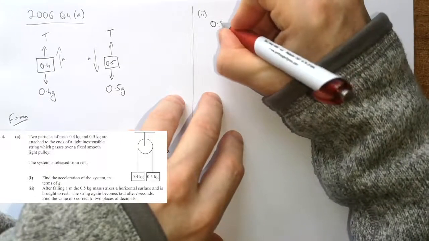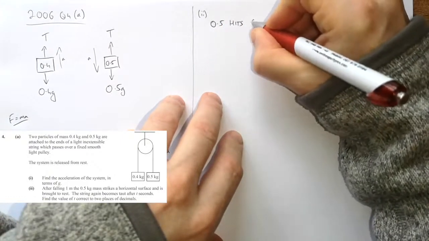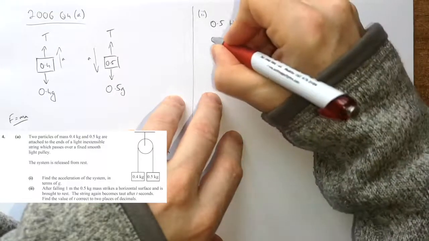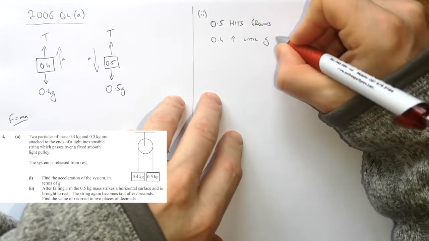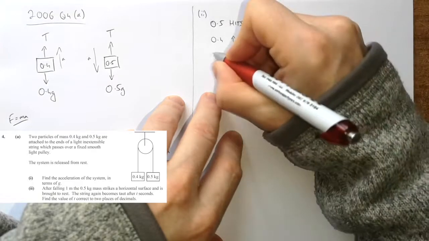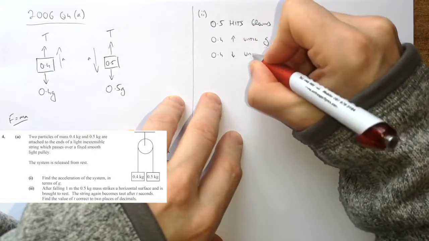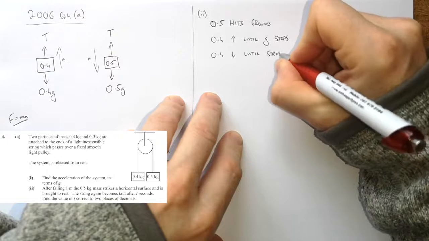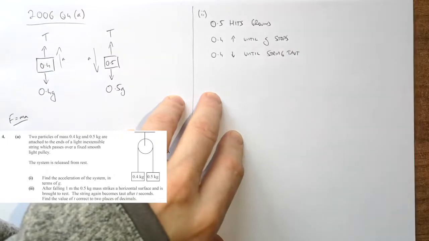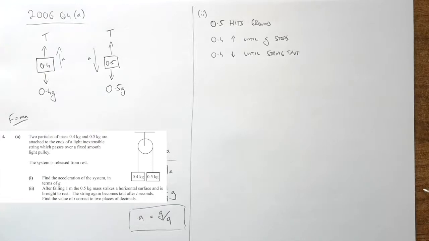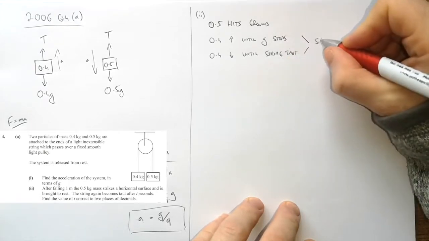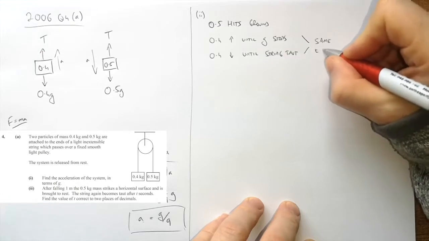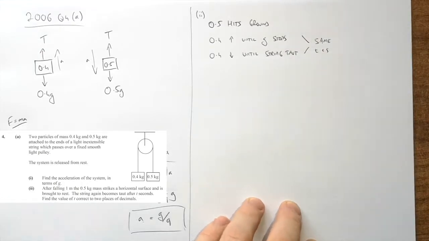So what happens? 0.5 hits the ground, 0.4 goes up until gravity stops it, and then 0.4 goes down until the string is taut. Taut just means tight, so it's kind of gone, the tension's come back into it again. All right, well, what you might notice is that these two parts are going to be the same time. Same time, also the same distance, but we're not really caring about distance so much in this one.